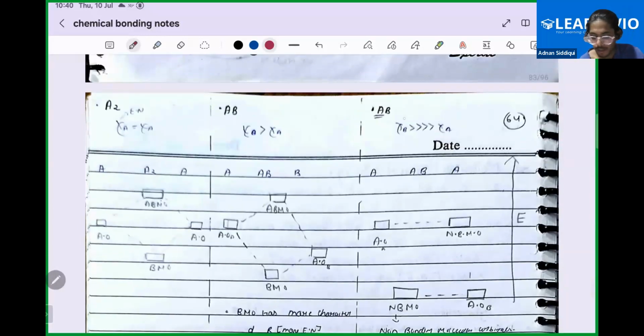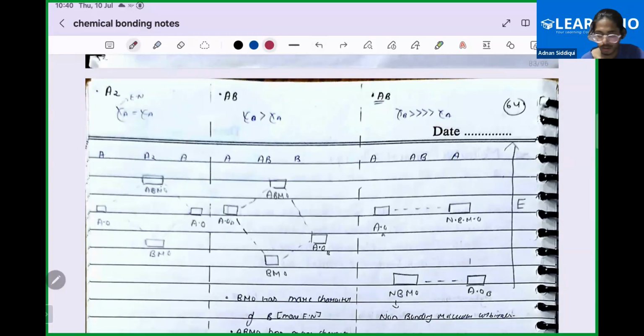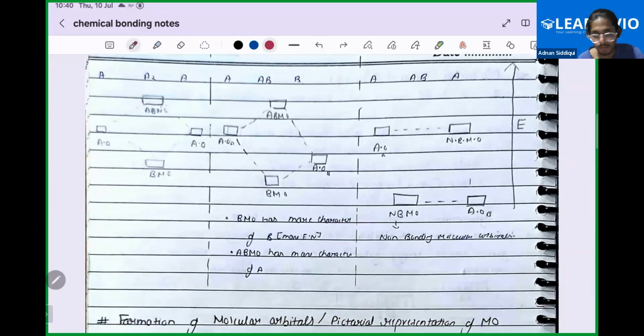But what if the electronegativity difference is so huge that when you are trying to combine the atomic orbitals, they are not even combining? So you don't have to talk about this. I'm just giving you a brief: what are the possibilities when you are combining two atoms in molecular orbital theory?